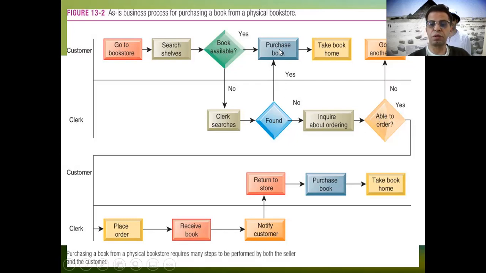If he doesn't find it, then he does the inquiry about ordering and sees whether it is able to be ordered. If it's not able to be ordered, the customer goes to another store to look for it. This is the process you do when you go to a bookstore. If it's yes, the clerk will place the order. Once he receives the book, he notifies the customer, and the customer returns to the store, purchases the book and takes the book home. This is what you call the business process for purchasing a book from a physical source. It's a breakdown of all the physical activities that are done.